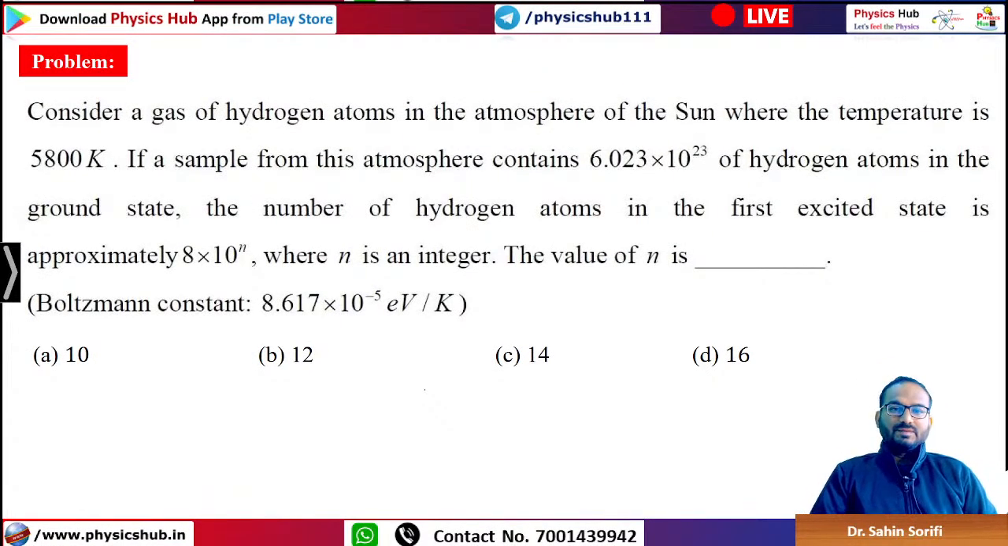Okay, do this problem. Consider a gas of hydrogen atoms in the atmosphere of the sun, where the temperature is 5800 Kelvin. If a sample from this atmosphere contains 6.023 × 10^23 hydrogen atoms in the ground state, the number of hydrogen atoms in the first excited state is approximately 8 × 10^n, where n is an integer. The value of n is? Boltzmann constant is given in electron volt per Kelvin.